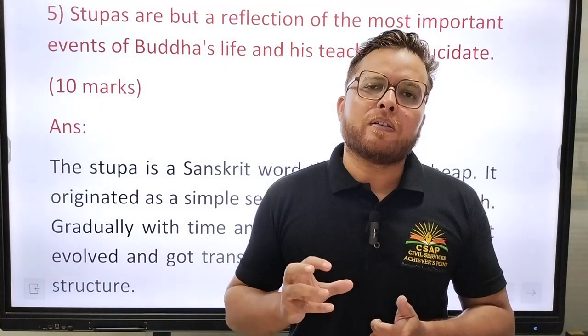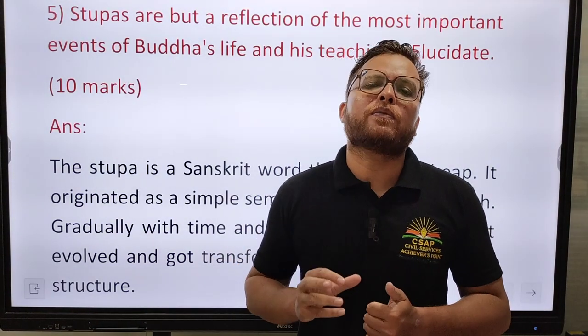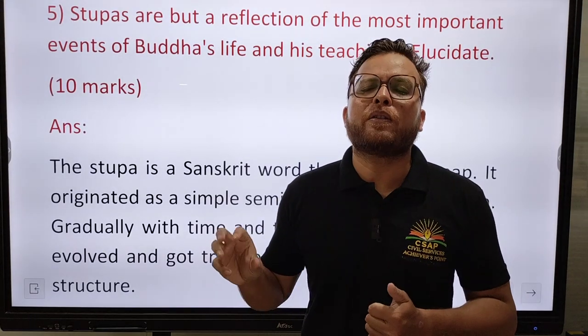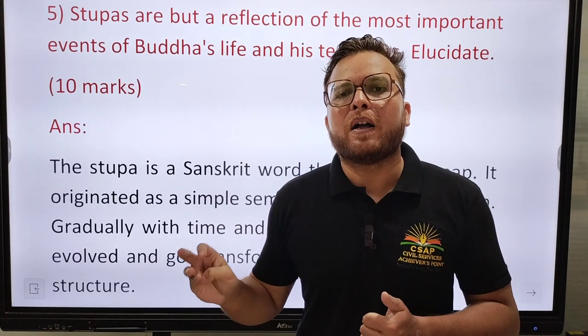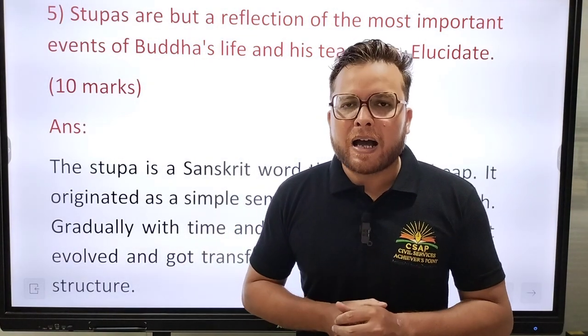Now those three structures which we call Chhatri, what do they represent? Those three structures represent the three most important parts of Buddhism, or the three jewels of Buddhism: Dhamma, Sangha, and Buddha. Okay.